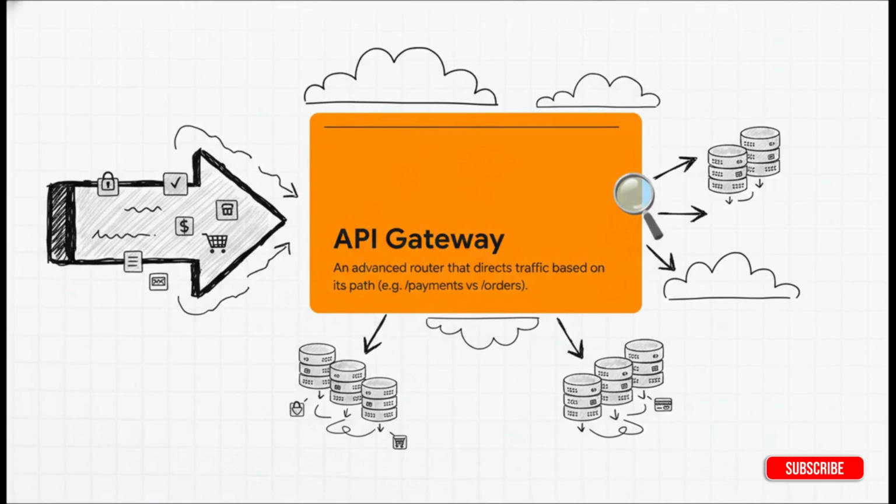Now, as systems get bigger and more complex, they usually get broken down into smaller, specialized services. We call these microservices. So Amazon might have separate services for logins, shopping carts, and payments. An API gateway is like a smarter load balancer. It's a front door that looks at what you're asking for, like is this an orders request or a payments request, and it routes you to the specific fleet of servers that handles just that one task.